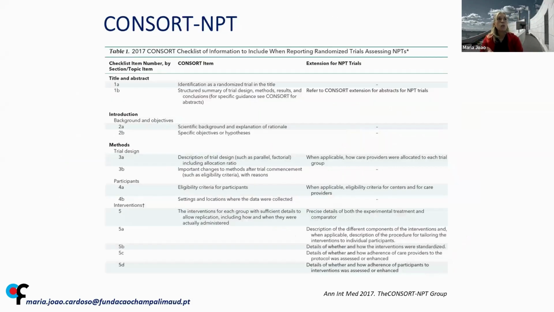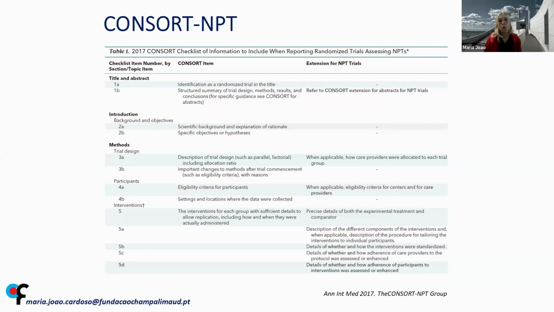So just to show you, when we talked about the CONSORT, the CONSORT is mainly the type of report that we need to have in a randomized trial, and we have this extension for non-pharmacological trials. And this is very important because, for instance, you are conducting a randomized trial comparing X intervention to Y intervention, and you are using several centers.